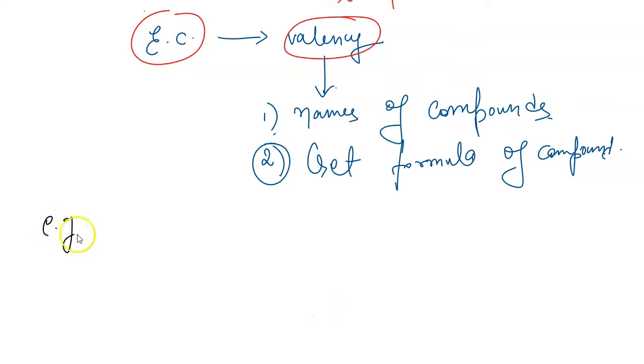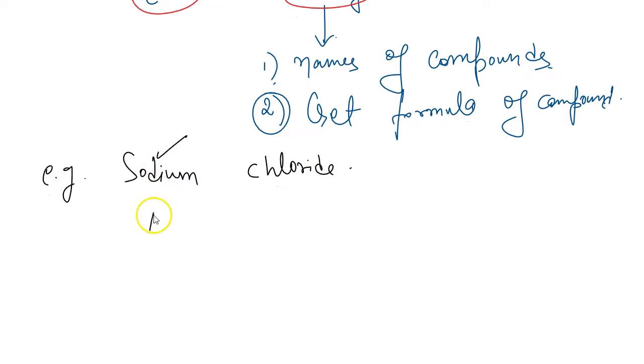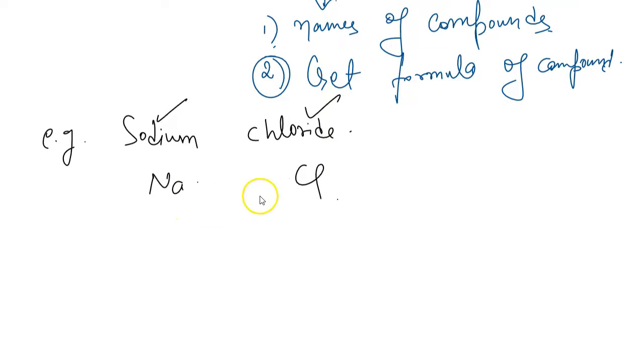So for example, I want to see the formula of sodium chloride. I know this contains sodium and chlorine. So I will write the valencies. What is the valency of sodium? Just write the electronic configuration 281, valency is 1. What is the valency of chlorine? Write down the electronic configuration 287. So here it can easily gain 1 electron. So 1 is the valency.